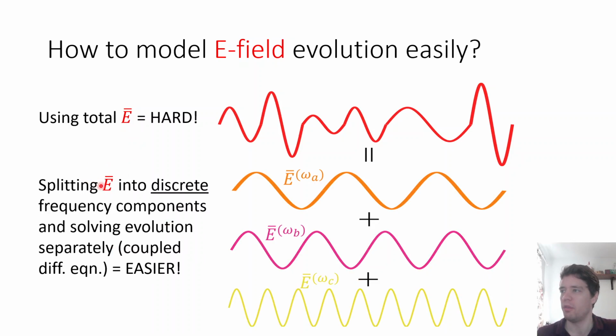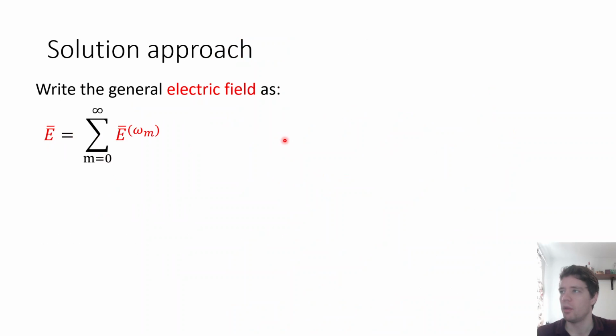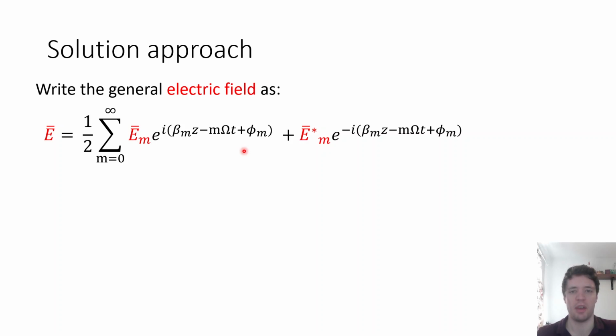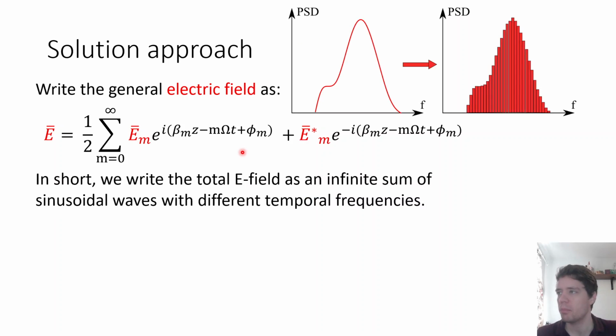So instead we're going to split this E field into a very large number of discrete frequency components, and then hopefully we can model the evolution of each of those separately, and then just add them up in the end in order to get the evolution of the total E field. So essentially we're going to write the total E field as an infinite sum of individual frequency components like so, and of course we can express that using the complex formalism.